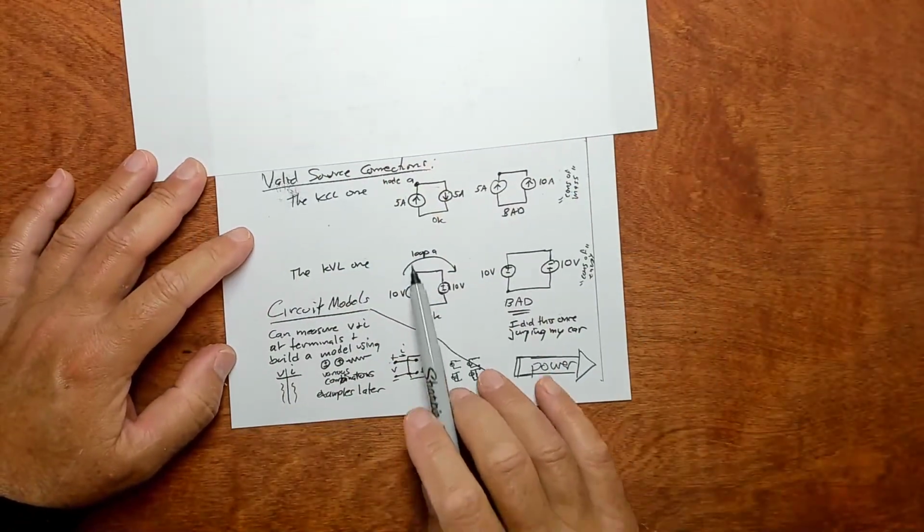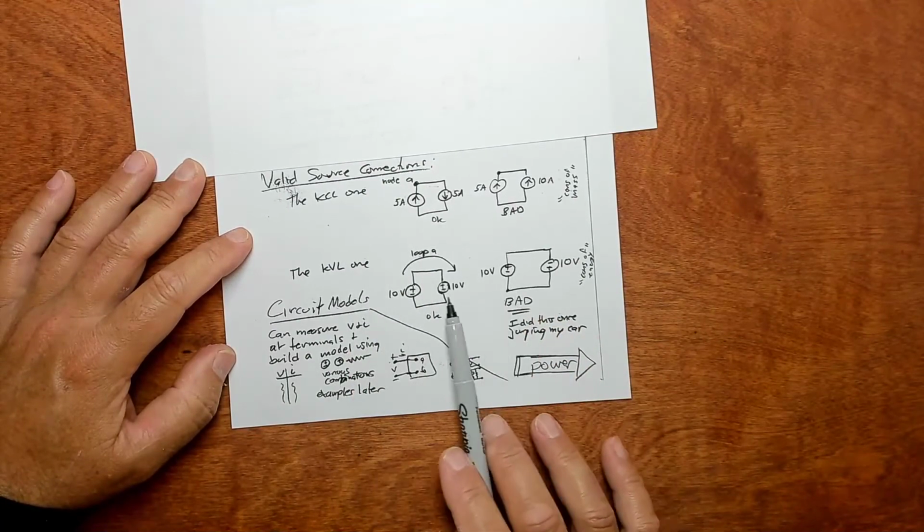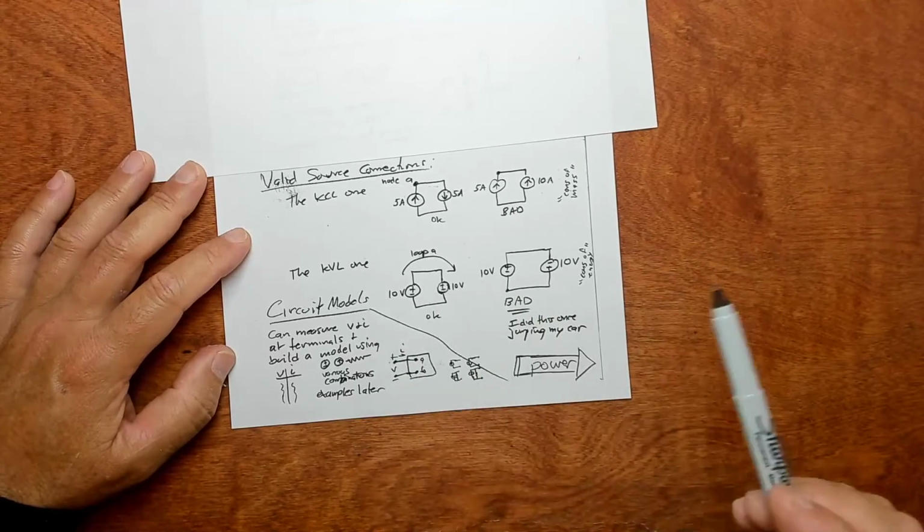Anyway, so there's valid source connections for current, has to do with KCL. There's valid source connections for voltage, it has to do with KVL.